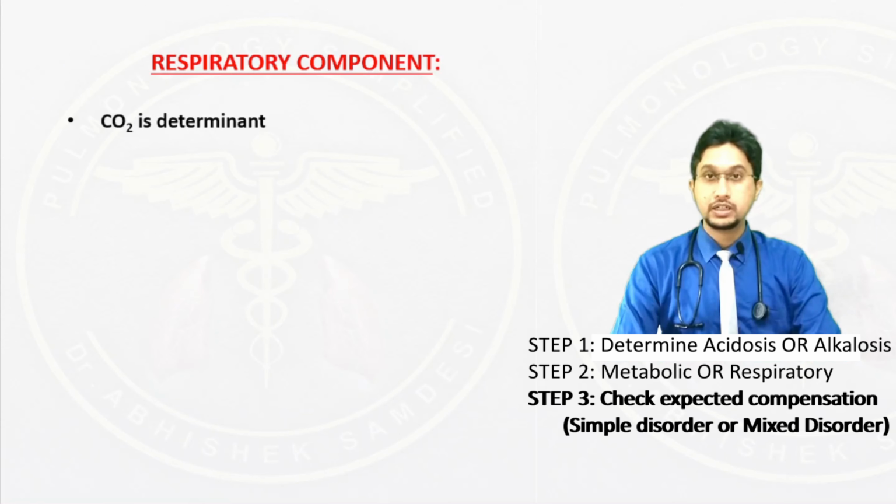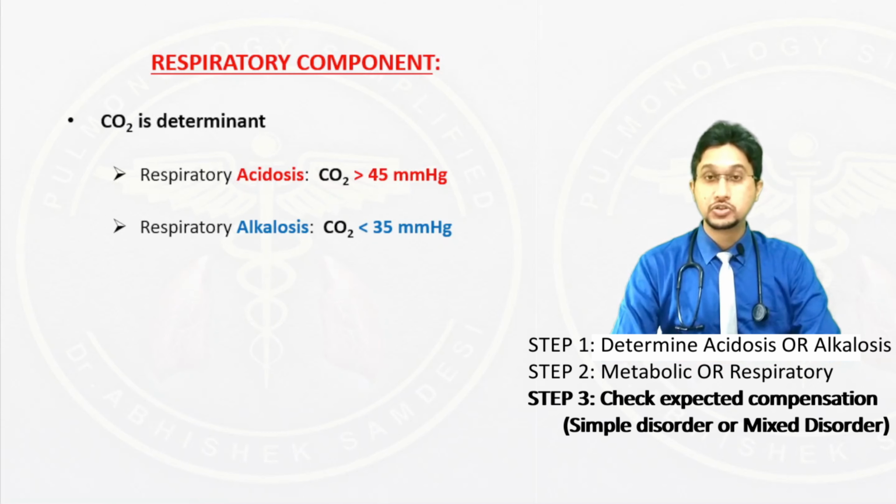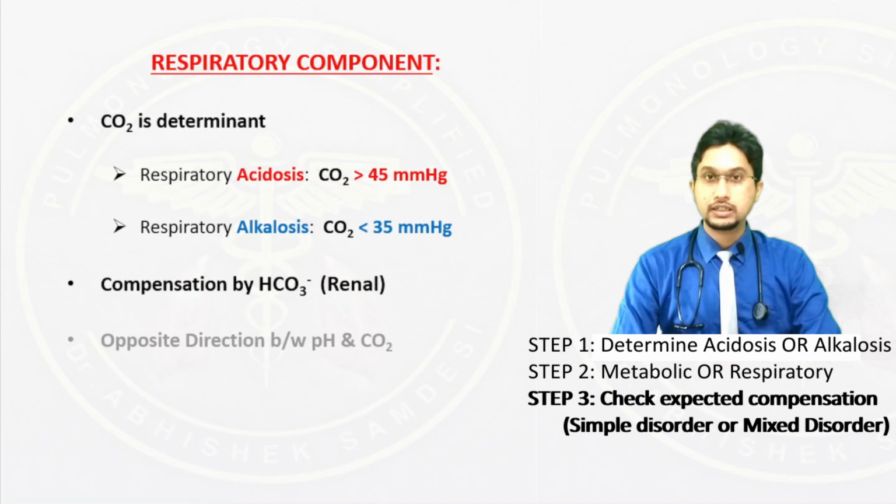It is called respiratory acidosis when the carbon dioxide is more than 45, and it is called as respiratory alkalosis when the carbon dioxide is less than 35 mmHg. The respiratory disorder is always compensated by your bicarbonate through kidneys. Unlike the metabolic component, in respiratory component you have the opposite direction rule between the pH and the carbon dioxide. If pH is elevated, carbon dioxide will be decreased. If carbon dioxide is increased, pH will be reduced. This is suggestive of a respiratory component.